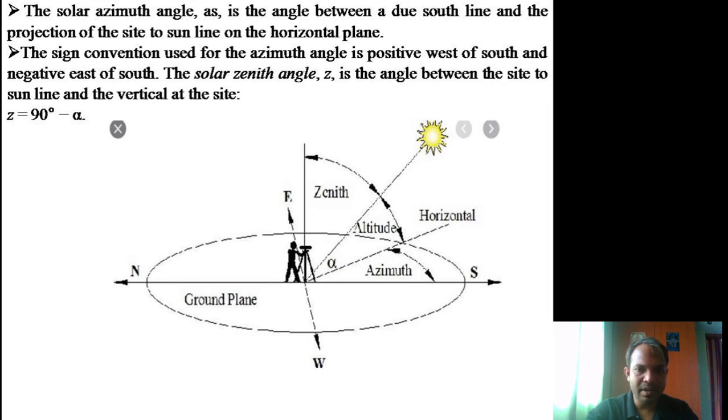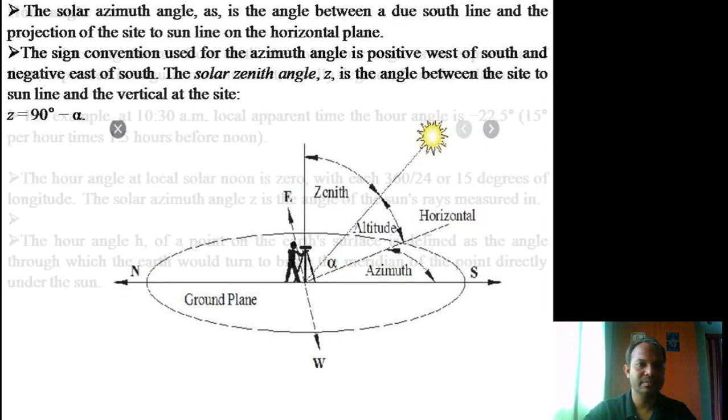Now this perpendicular line and this dotted horizontal line make 90 degrees. So the angle made above the altitude is the zenith. This zenith angle is given by 90 degrees minus the altitude angle, whereas the altitude angle is indicated by alpha. Is that clear? So that gives us the zenith angle.